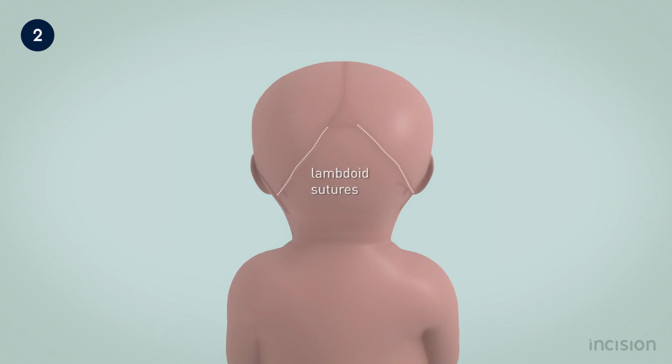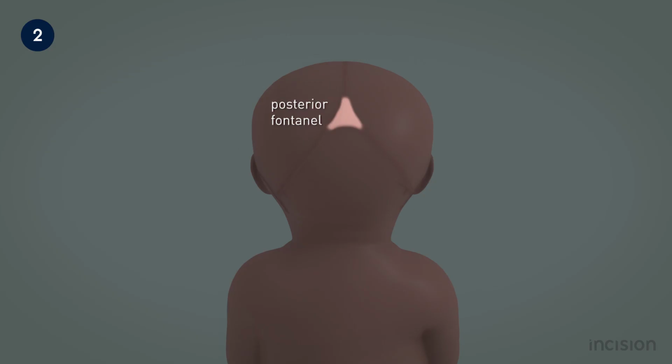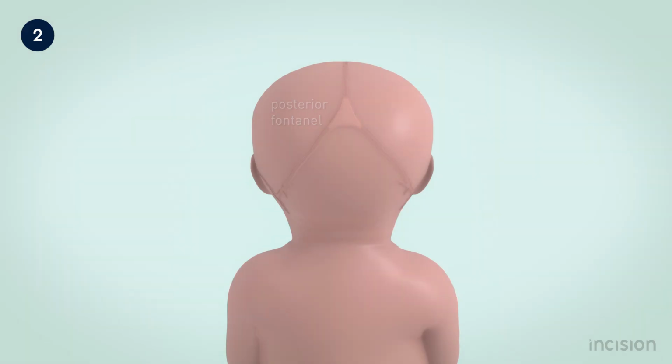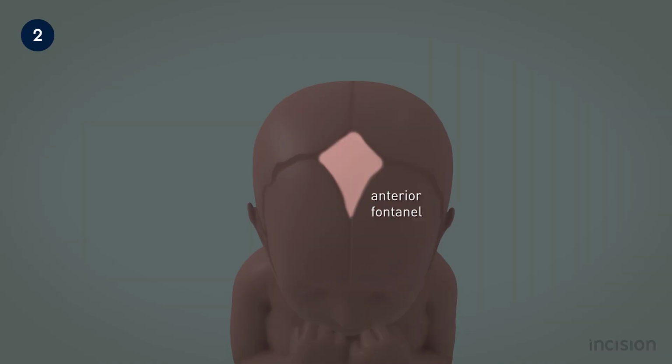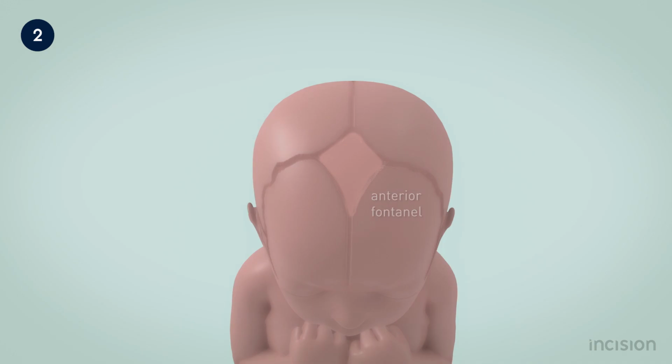and the lambdoid sutures. The two fontanelles are the posterior fontanelle, which is triangle-shaped and lies at the junction between the sagittal suture and the lambdoid sutures, and the anterior fontanelle, a diamond-shaped fontanelle which lies at the junction between the coronal, sagittal, and frontal sutures.